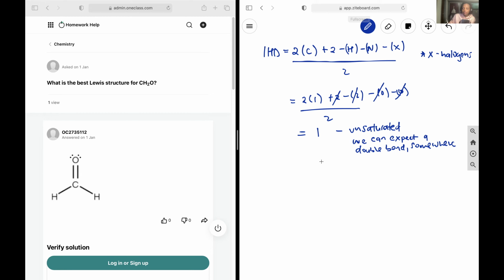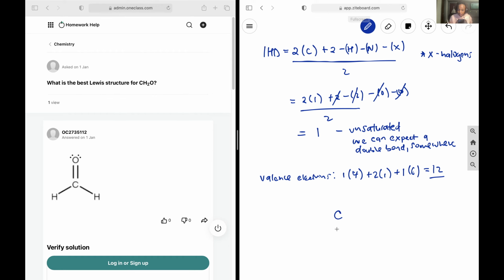Okay, so next up we're going to want to count our valence electrons. And so from carbon we have 4, and we only have 1 carbon. From hydrogen we have 1, but we have 2 hydrogens. And from oxygen we have 6, but we only have 1 oxygen. So that's 12.